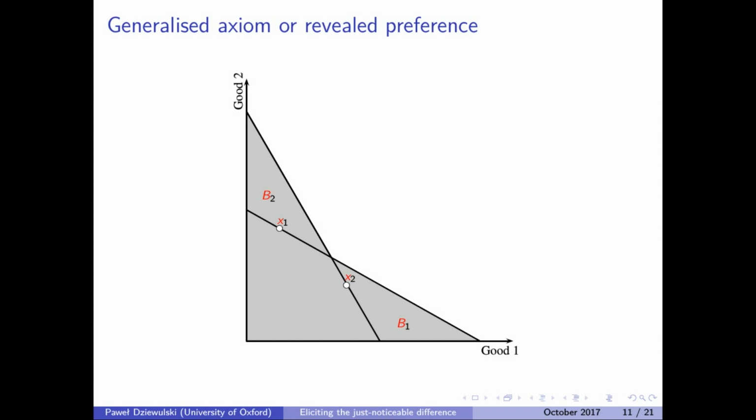Since bundle x2 was chosen from the set B2, while bundle x1 was in the interior of the budget set, local non-satiation implies that bundle x2 was strictly preferred to x1. Similarly, bundle x1 had to be strictly preferred to x2. However, this leads to a contradiction.